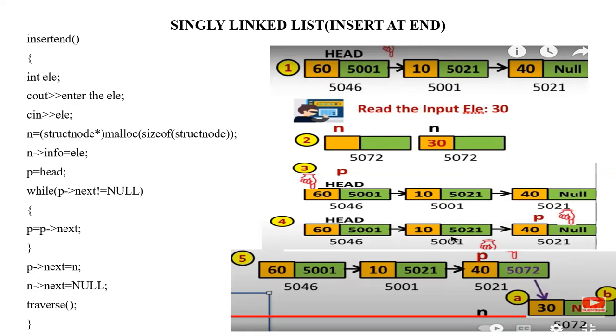So once I reach P next is equal to null, I'm going to insert my new data in that particular position. So the P which is going to be the null node, I'm going to replace the null with the new node address. So here, for the example, the new node address is going to be 5072. So in the place of 5021, it is null, right? So this one, I'm going to replace it with 5072 and I'm going to link my new node to the last position. So in the new node, the link part is going to be null, indicating the data is going to be inserted at the last position.